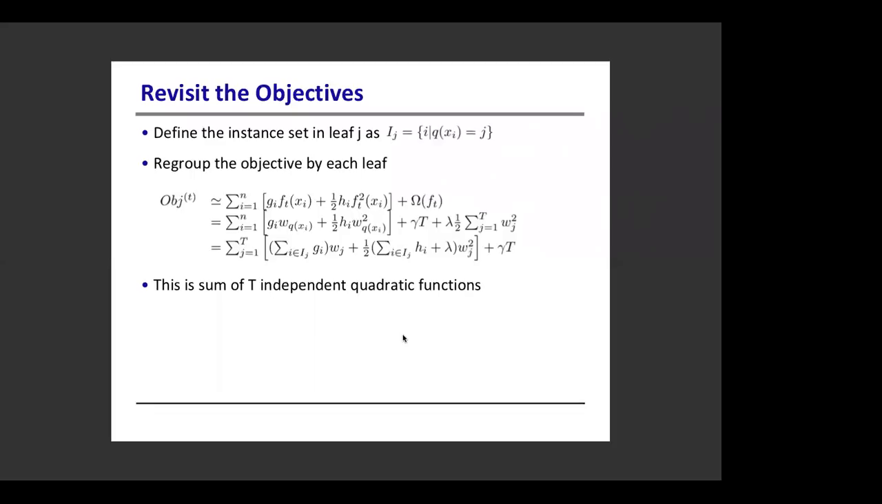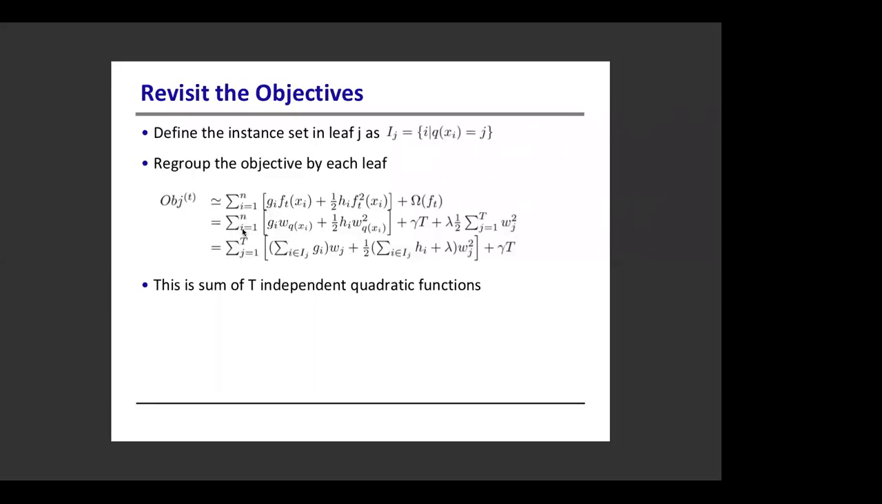It might look daunting at first, but it's still manageable. Now here is the trick, basically the gist of this entire algorithm. They defined something called the instance set. Each leaf contains some set of values, right? Now, instead of iterating through all the instances like this, they say first iterate through the leaves, and then go through each leaf and operate on each leaf.